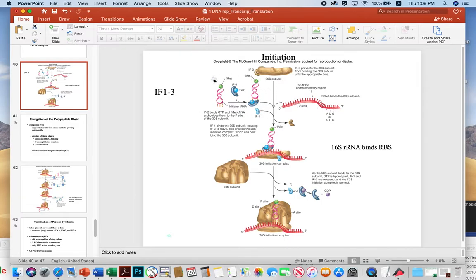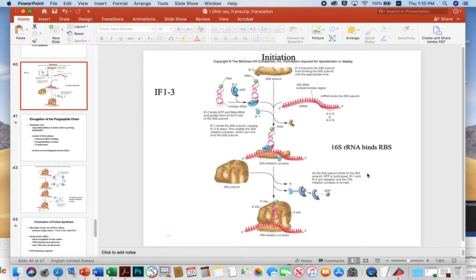Off to the left here, you see initiation factor 2 binding GTP and then facilitating the insertion of the fMet tRNA to the initiation complex. And so that's all here. So you've got initiation factor 2, GTP, and then the fMet tRNA forming a complex with the 30S ribosomal subunit.